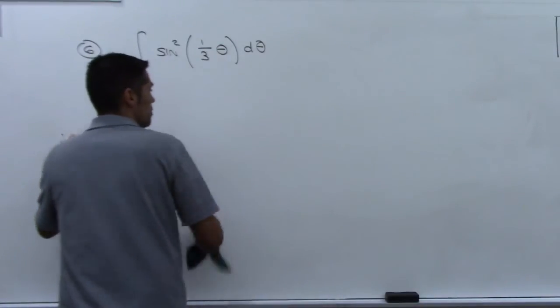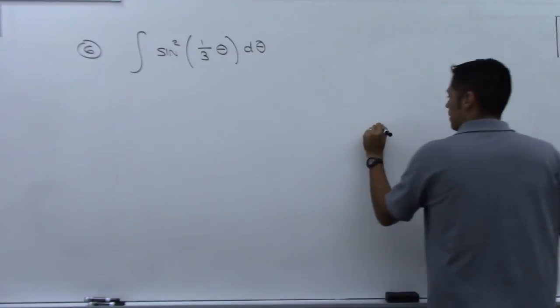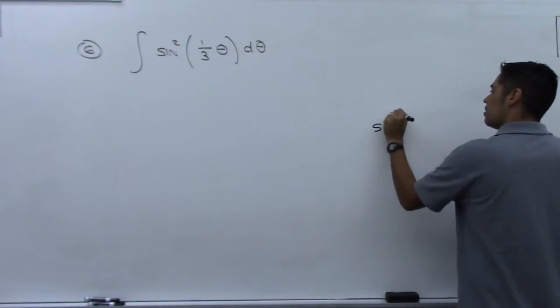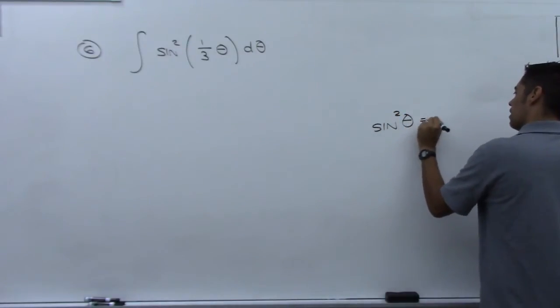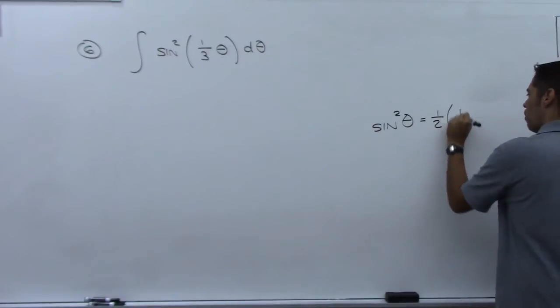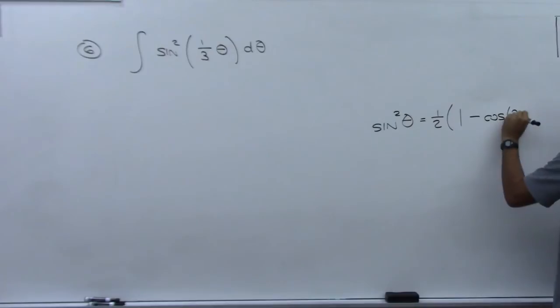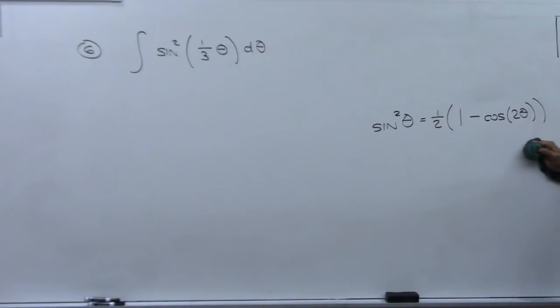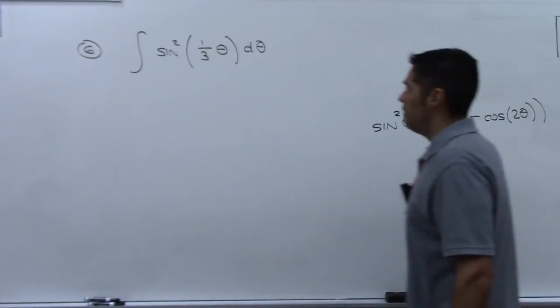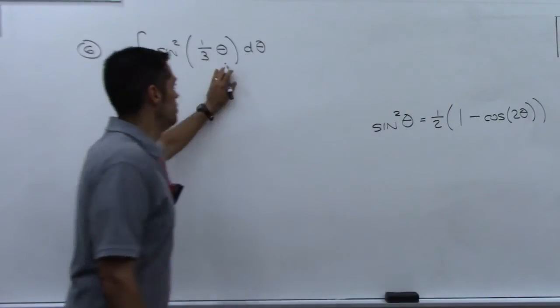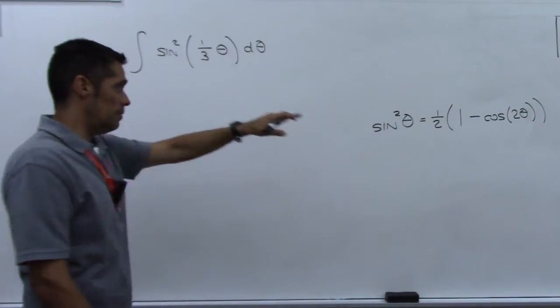We have a different formula for reducing the power on sine. It's this: sine squared theta equals 1/2, that's the same, 1, that's the same, minus, that's different, cosine 2 theta. So everything else in the formula is exactly the same as the last one, except it's minus, and it is a cosine here, not sine. So this is the formula. Notice I have 1/3 theta though, so that's going to be a little bit different over there.